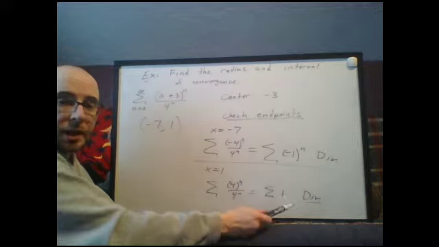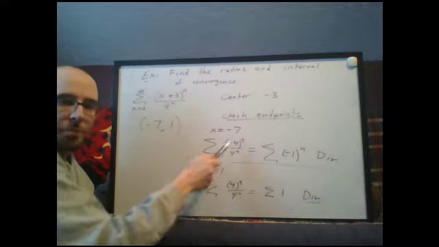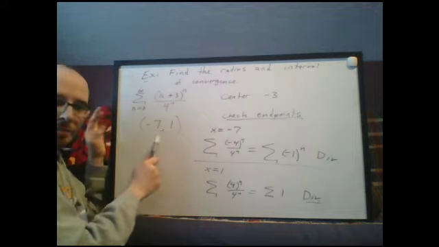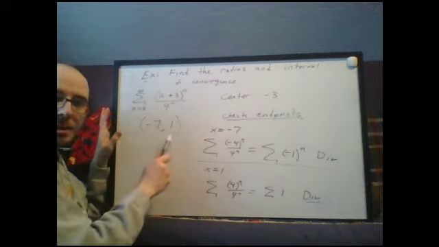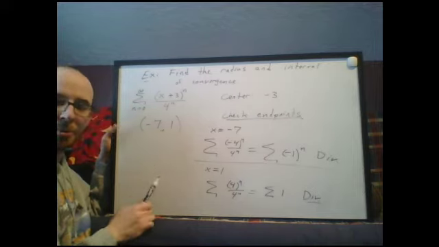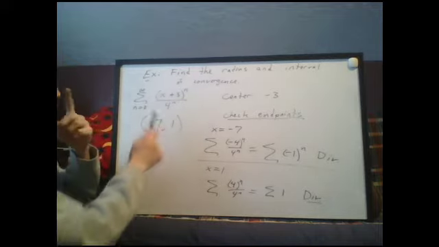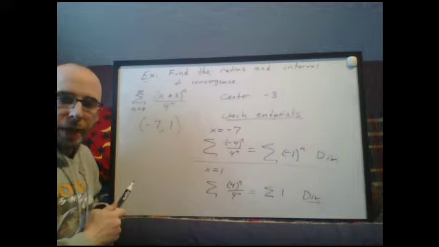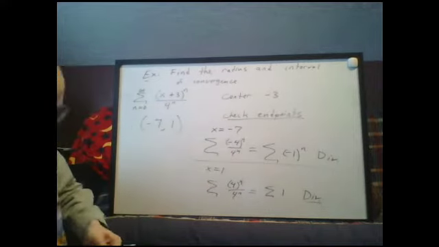Okay, so this time I got divergent at both endpoints, so I leave my interval as being open, having the round parentheses, because neither endpoint is part of the convergence interval. Neither endpoint is part of the domain. The series does not give me a value when I plug in these two specific x values. All right?